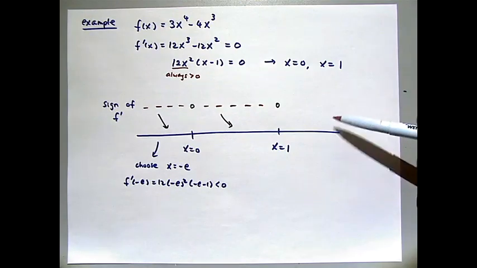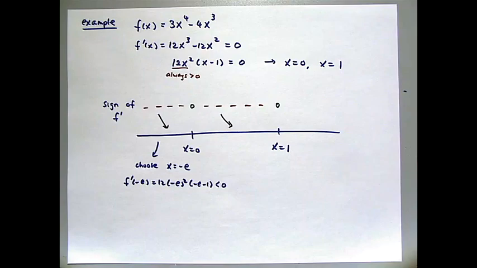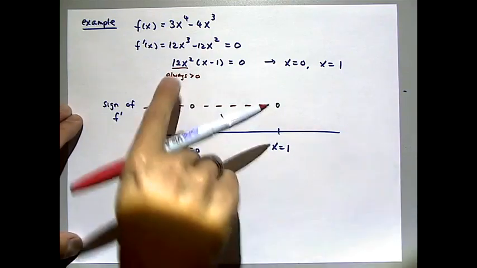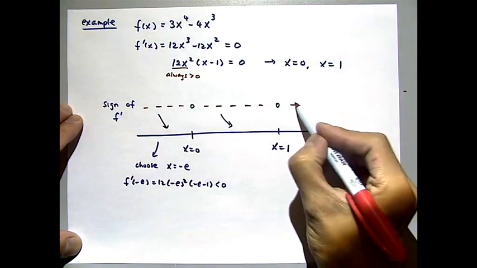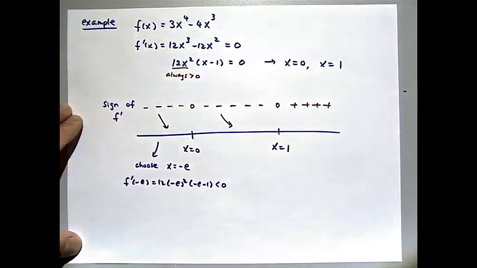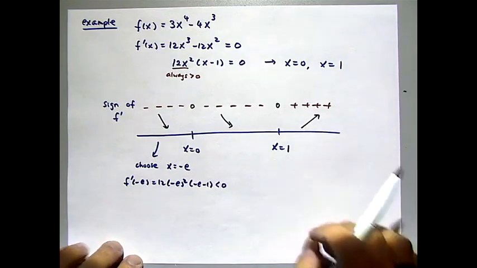How about here? What do we get? Sign. Positive. Very simple. Any number you choose, that's positive. Any number bigger than 1, that's positive. Increasing thereafter. So this thing goes up, right?